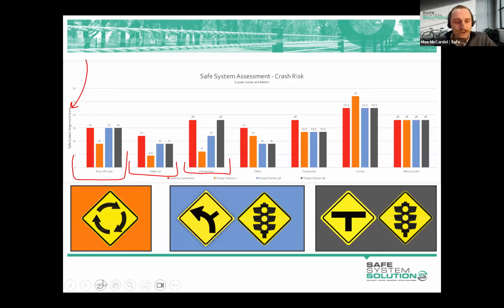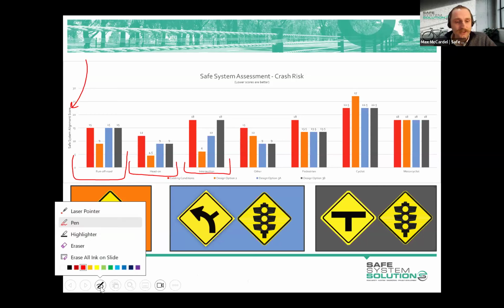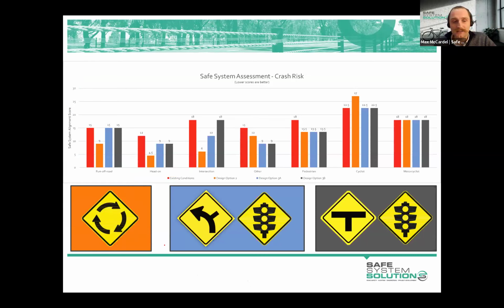In each of those crash types, you can see we've got 4 bars. And the bars, you can see the legend there. We've got the red, meaning existing conditions. The orange is design option 2. And I've just demonstrated what that orange is in the figure below. The orange is a roundabout in this specific example.